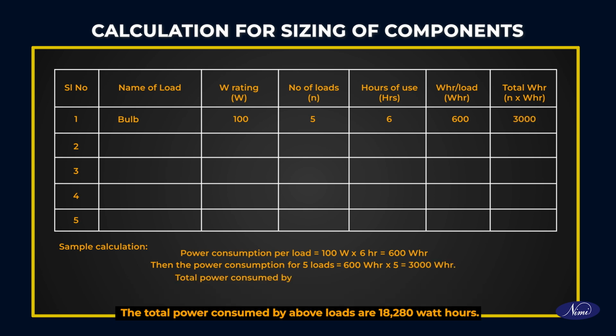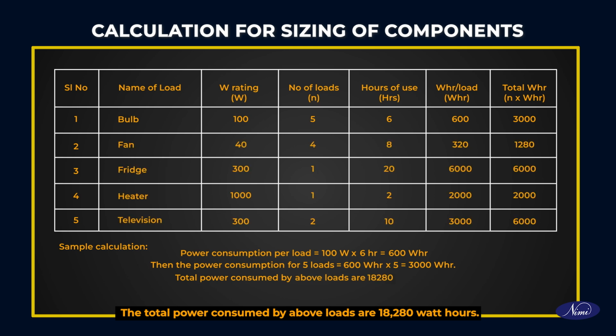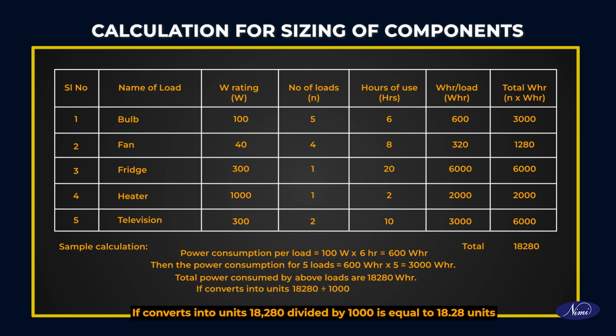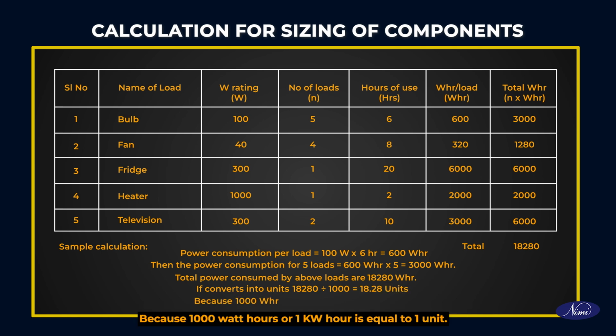The total power consumed by the above loads is 18,280 watt hours. If converted into units, 18,280 divided by 1000 is equal to 18.28 units, because 1000 watt hours, or 1 kilowatt hour, is equal to 1 unit.